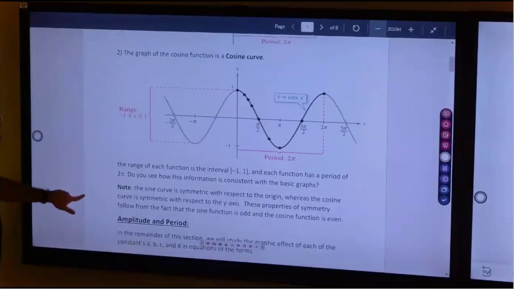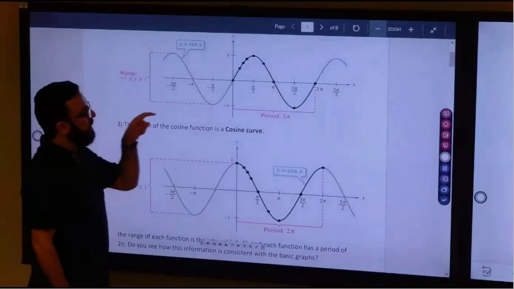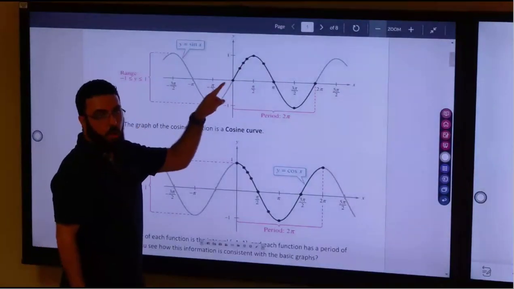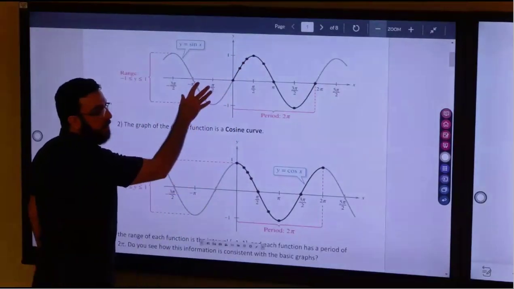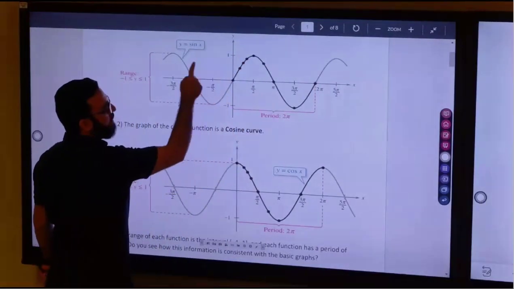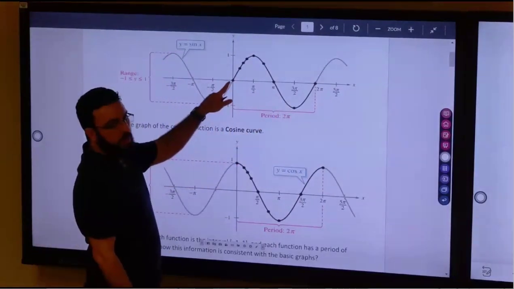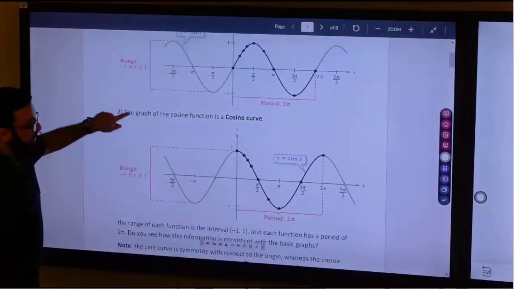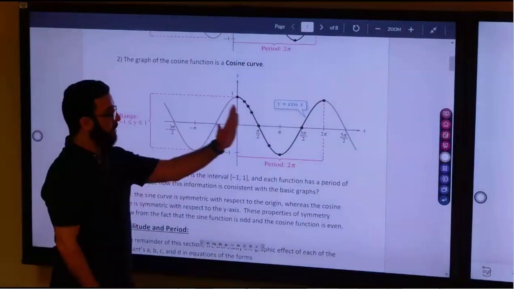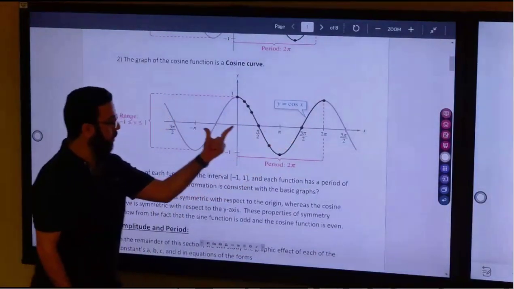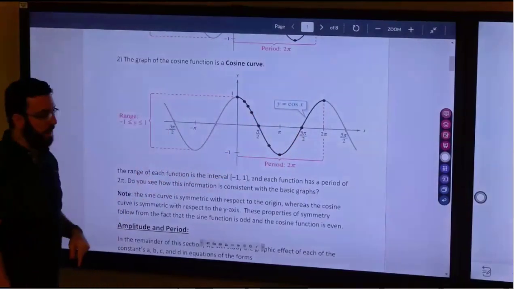And check the difference between these two functions. Check, the sine function is symmetric over the origin, which means this side equals this side. This side here equals this side, it's the same thing. This one equals this one. So it's symmetric over the origin. What about the cosine? Symmetric to the y, because this side is exactly like here. So this one is symmetric over y.